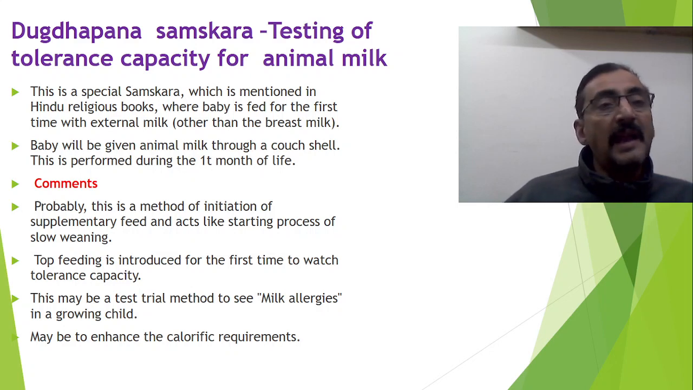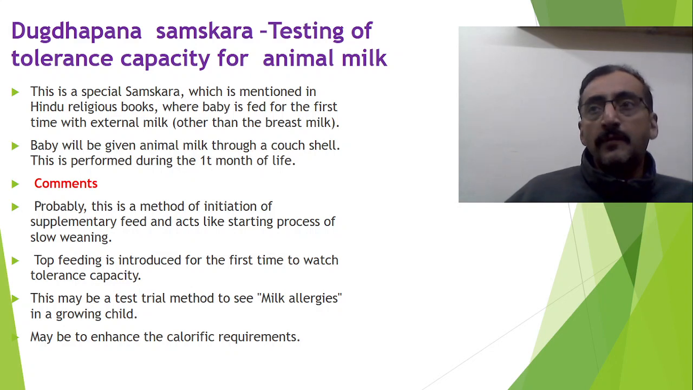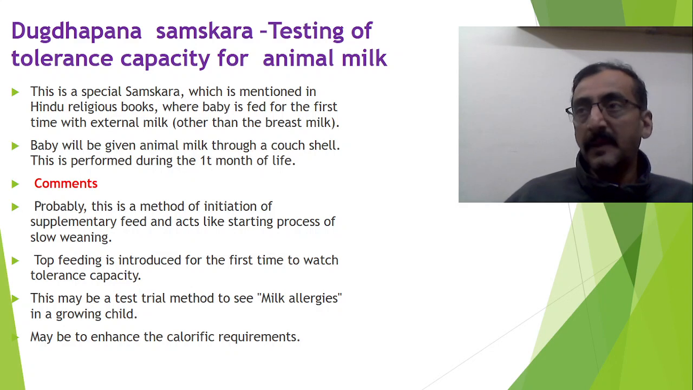Now the baby will be given the animal milk through a conch shell, and this is performed during the first month of life. We always believe that exclusive breastfeeding should be given for up to 6 months. That being the case, why are we giving this animal milk after 1 month? That's a big question. It can be understood as follows: probably this is a method of initiation of a supplementary feed and acts like a starting process of slow weaning.